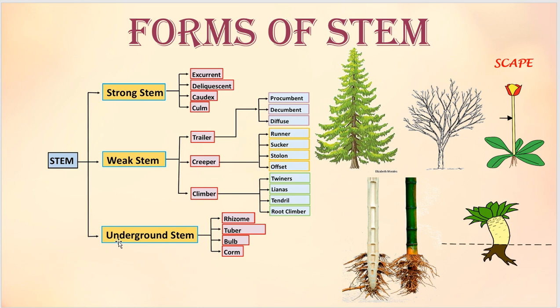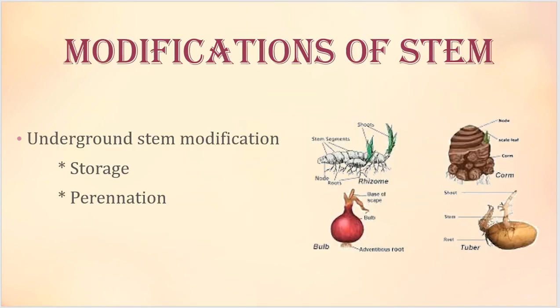With the underground stem, we are learning about modification of stem. The underground stems do not exist in the same form. They will be modified into some other structure to perform some special function. What would be the special function? We can guess that. They can modify their structure to do storage and also perennation, as most of these plants are perennial herbs.